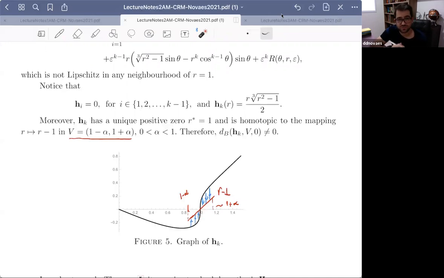So we have ensured the hypothesis of the invariance property of the Brouwer degree, so that the Brouwer degree of this function coincides with the Brouwer degree of this function. This function is linear, differentiable, and we can compute its Brouwer degree using the formula that I have provided in the last lecture. Okay, so we see that the Brouwer degree is equal to 1, distinct from 0.